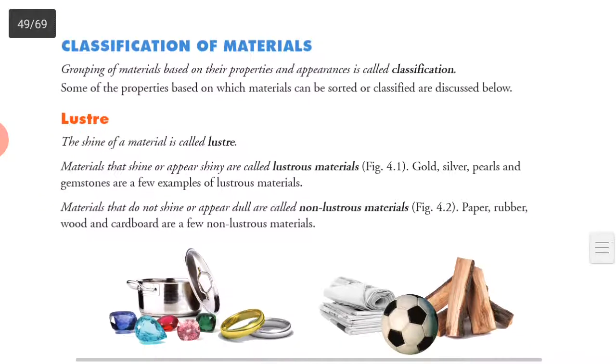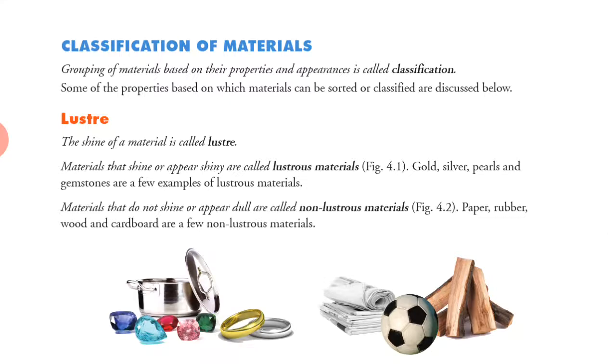Now, classification of material. Grouping of material based on their properties and appearance is called classification. Grouping means separating them. This is hard, this is soft, this is shiny, this is dull, like this. Okay, so there are some criteria, and the first is luster. The shine of a material is called luster, and an object that shows a shiny appearance is called lustrous material.